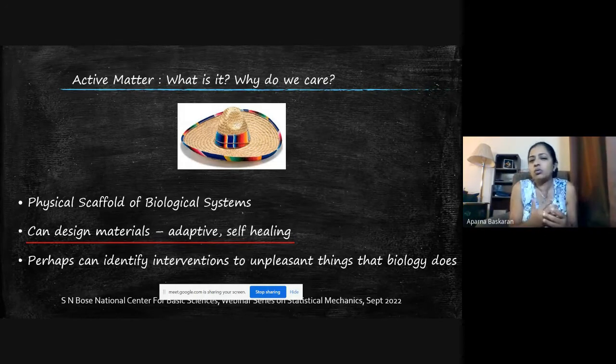I couldn't care less about biology or what lives or what dies, but I would be cool to make a shirt. If I tear it, it just heals itself. So that kind of thing. I want materials that are adaptive and self-healing and so on.